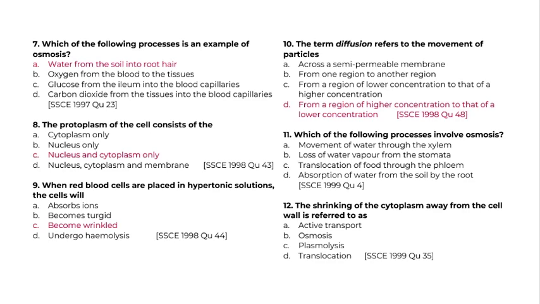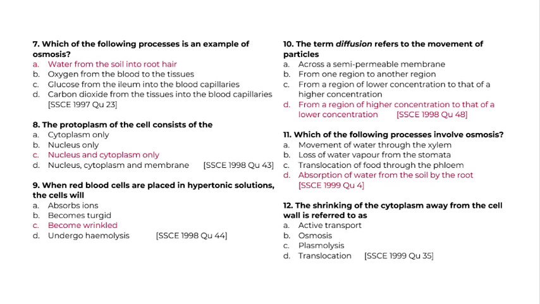If you look at option D, it best describes osmosis since the water concentration in the soil is higher, so it passes from where there's a high concentration of water through the root into the plant where there's a low concentration of water. So option D is the correct answer. The process that involves osmosis is the absorption of water from the soil by the root.